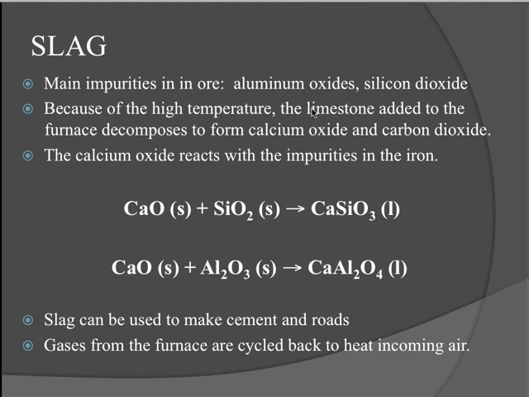Now, at this high temperature, again, this limestone decomposes to calcium oxide and carbon dioxide. That calcium oxide then reacts with these impurities in the iron, the silicon dioxide and the aluminum oxides, and they form these components. This together is what's called the slag. That slag is used to make cement and roads, right? And again, the gases from the top of the furnace are recycled back to heat the incoming air.